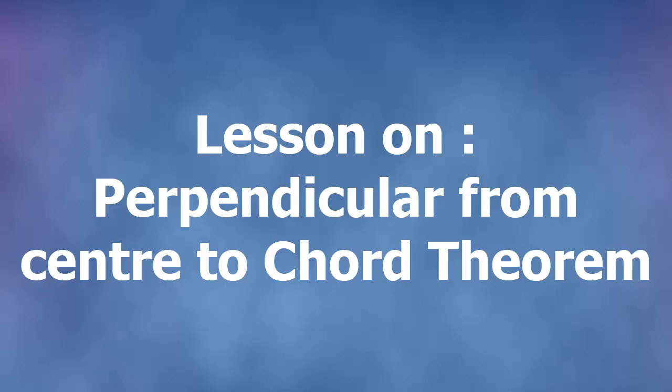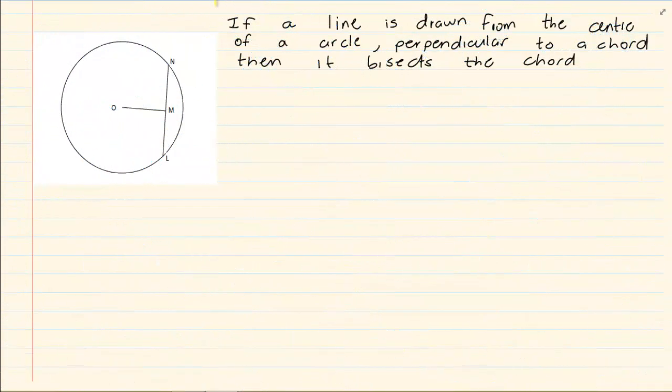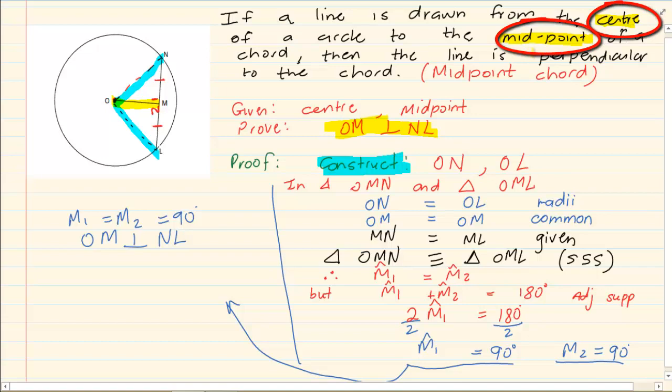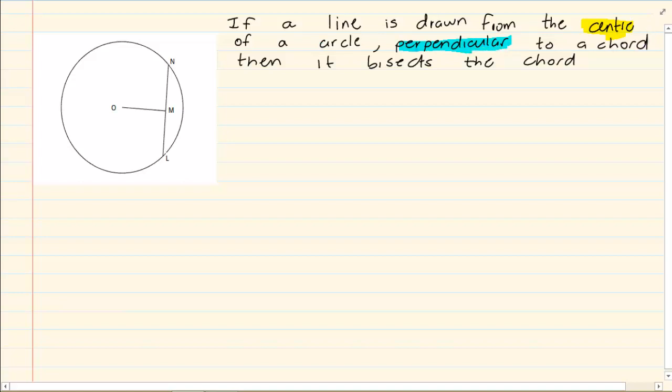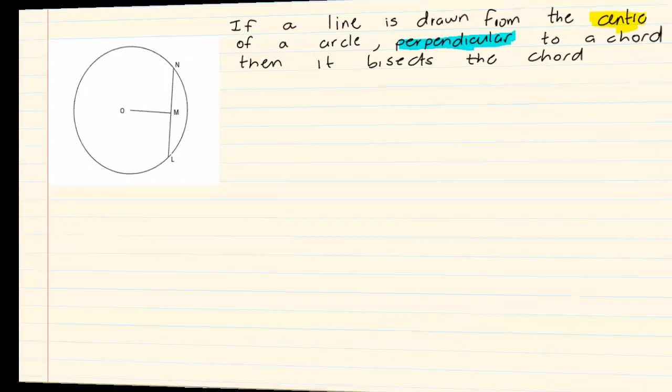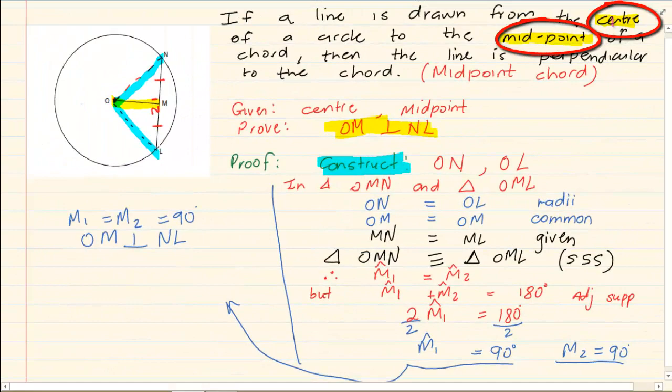Today we're doing another theorem that is very similar to the midpoint chord, but it is actually a converse of the midpoint chord. Now in the midpoint chord, the two things they gave us was the center and the midpoint. Now look at the difference. It says if a line is drawn from the center, so again they've given me the center, and it is perpendicular. So if a line is drawn from the center of the circle perpendicular to the chord, then it bisects the chord. Look at the difference. They are giving me a center and they are giving me a perpendicular, whereas in the previous videos we've learned, they have given us the center and the midpoint.